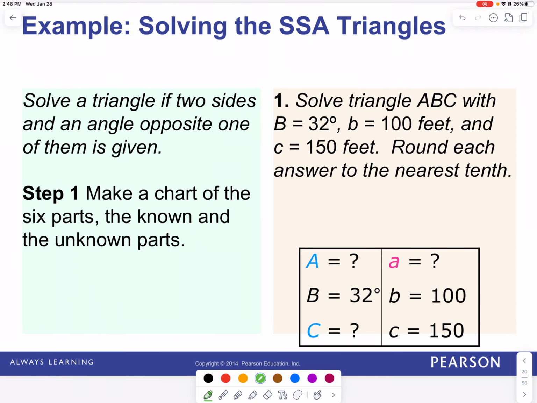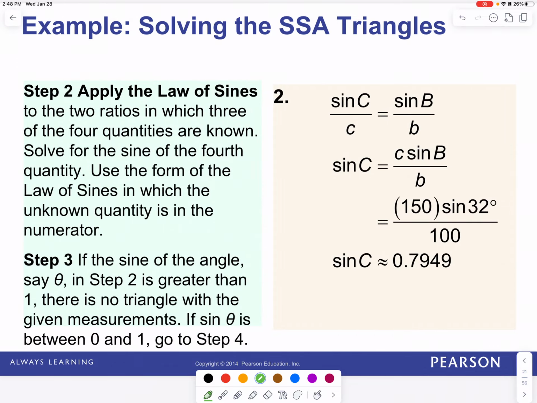Okay. So make a chart of the 6 parts, the known and the unknown parts, right? So we have triangle ABC. B is 32. So this has been identified as the ambiguous case, the side-side-angle, right? So apply the law of sines. Okay, let me see. If the sine of angle theta in step 2 is greater than 1, there is no triangle with the given measure. If the sine of theta is between 0 and 1, go to step 4.